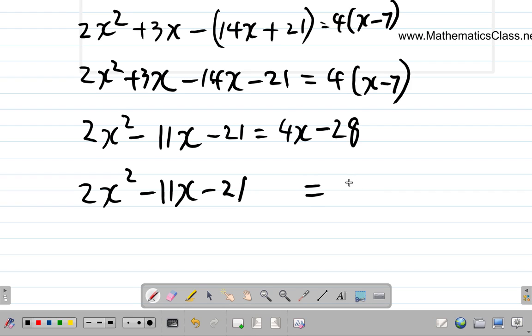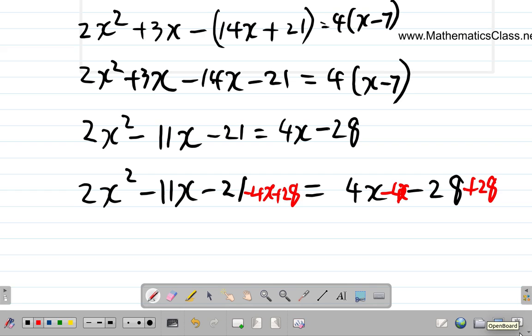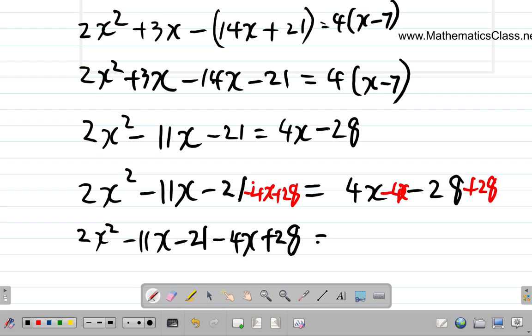Let's do it step by step. Equals 4x minus 28. Remember, we're going to subtract 4x. If you subtract 4x on the right, you must subtract 4x on the left too. We're going to add 28. If we add 28 on the right, we add 28 on the left as well. So you see that? Now we have 2x squared minus 11x minus 21, minus 4x plus 28, equals 4x minus 4x, that is 0, that is gone. Negative 28 plus 28, 0. So you see you'll get the 0 on the right.